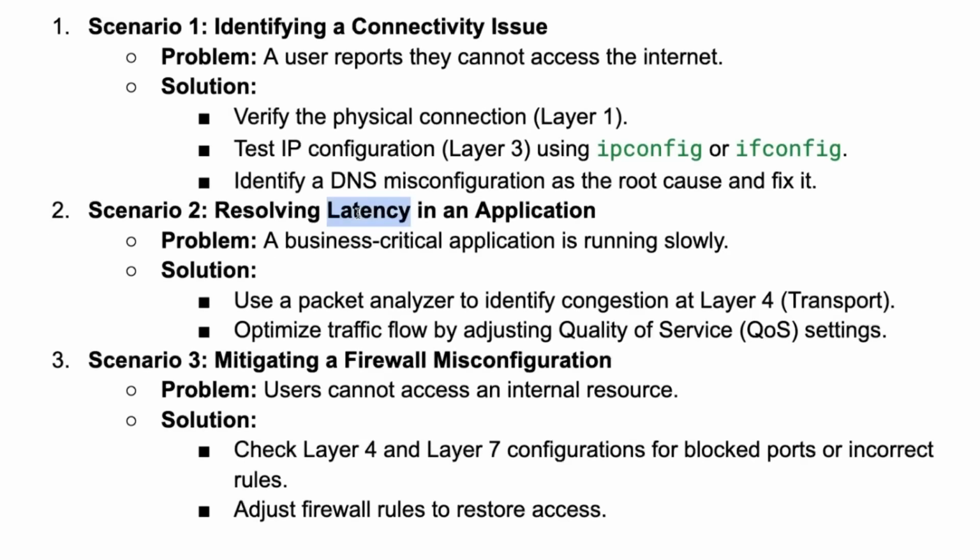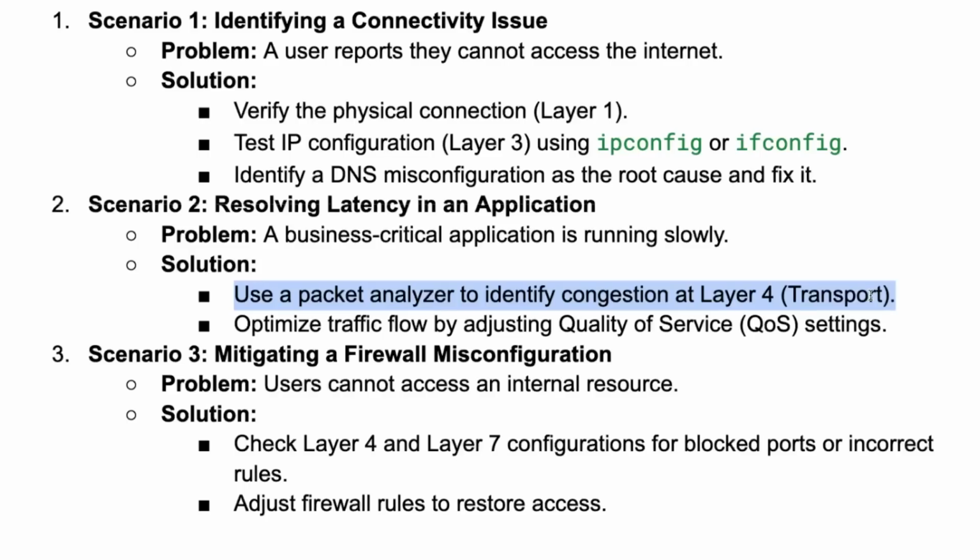So latency has to do with the speed of the delivery, right? So the problem is that a business critical application is running slowly. It's not fast enough. So the solution would be to, number one, use a packet analyzer to identify congestion at the transport layer. So if it's an application that's actually running slowly, that means transportation. The transport layer is slow.